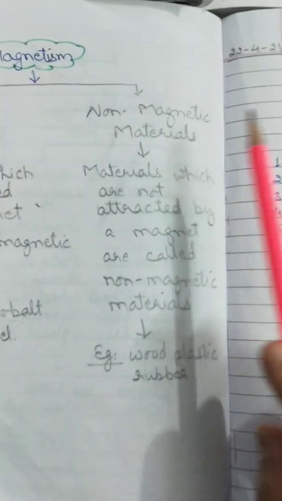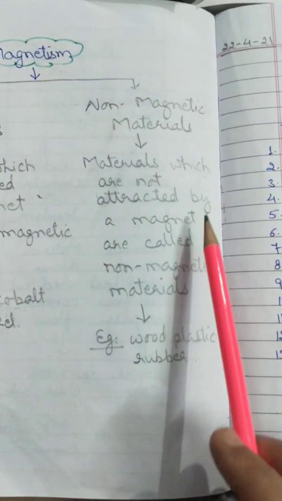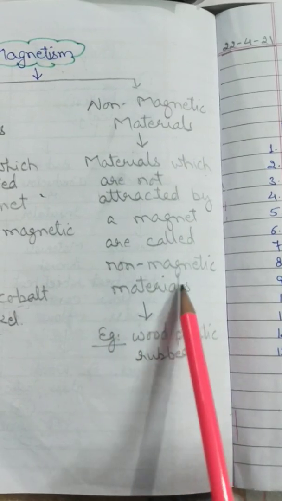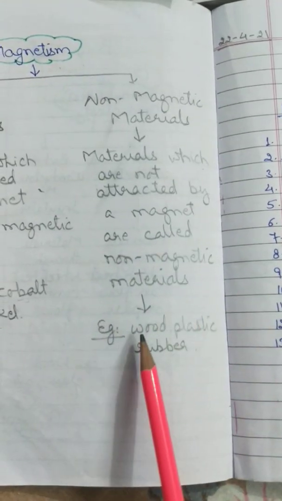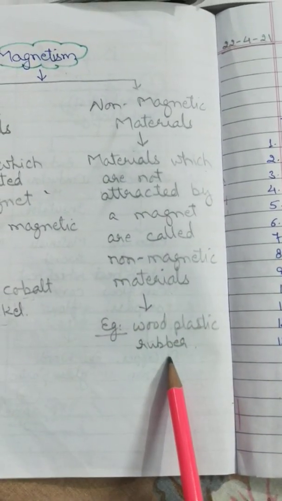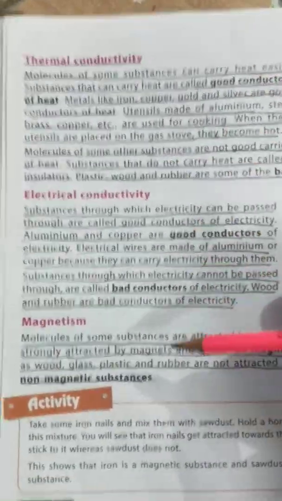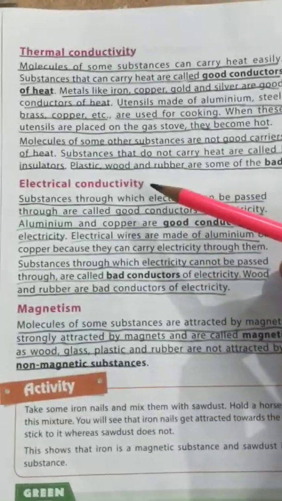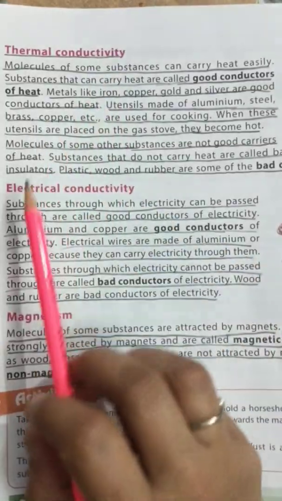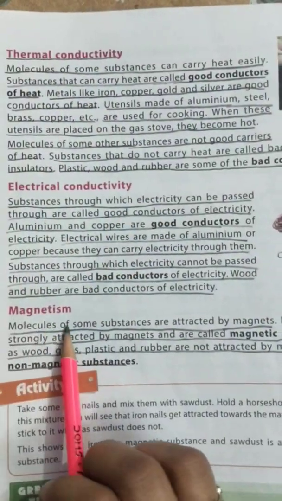Non-magnetic materials are materials which are not attracted by a magnet, like wood, plastic, rubber. Is it clear? So till here we have already seen. Now let us see some questions related to these three properties discussed in your book: thermal conductivity, electrical conductivity, and magnetism.